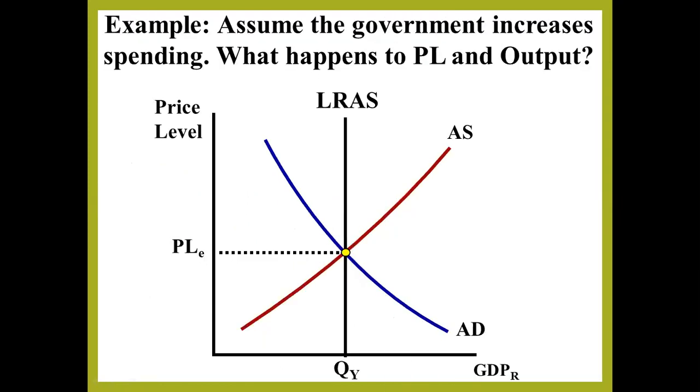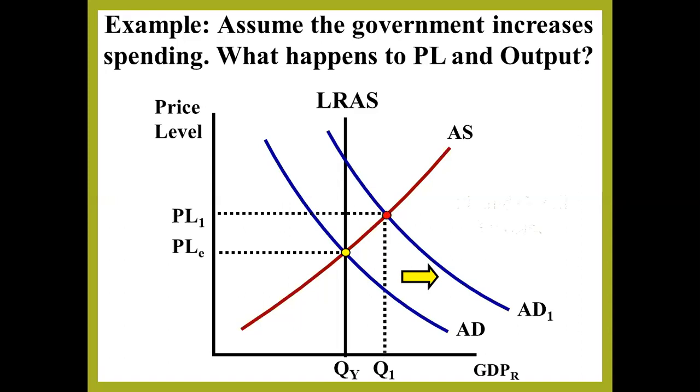All right, so another example of looking at the graph, assume the government increases spending. What happens to price level and output? Again, government spending is part of GDP, which is part of aggregate demand. So if they increase government spending, our aggregate demand is going to go up. When that happens, we get an increase in price level, get an increase in quantity.